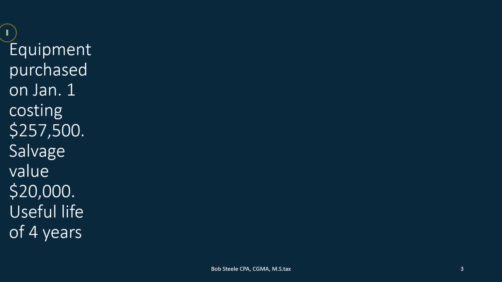We then have looked at the straight line method, which is probably the first method we want to look at because it's usually the first thing that we will think about when we think about this problem related to equipment. What is the problem? Well, if we think about equipment that we purchased for $257,500, and we have a salvage value in this case of $20,000 and a 4-year useful life.